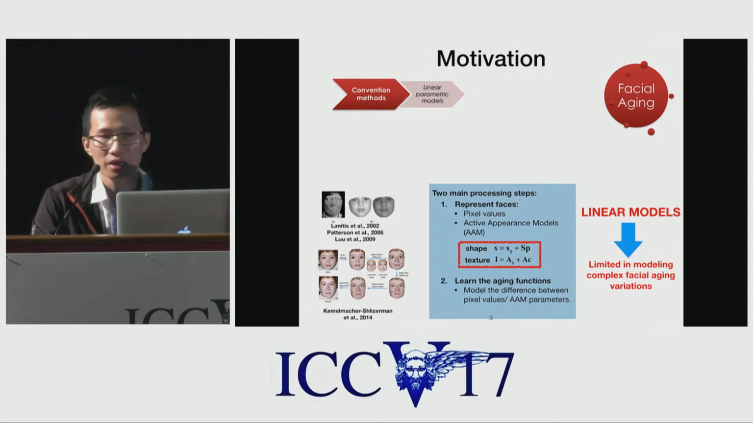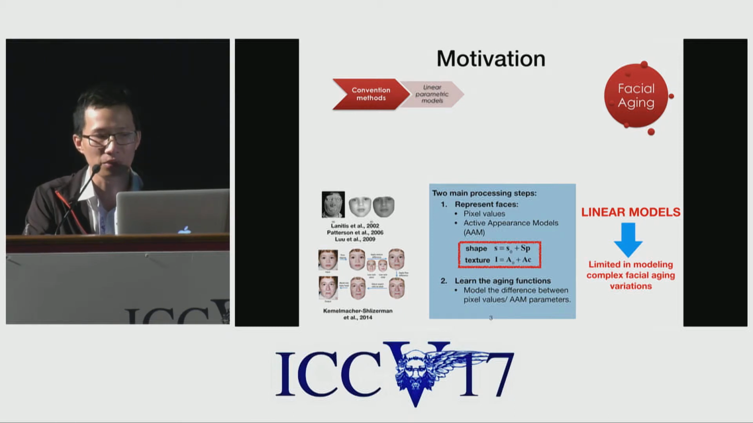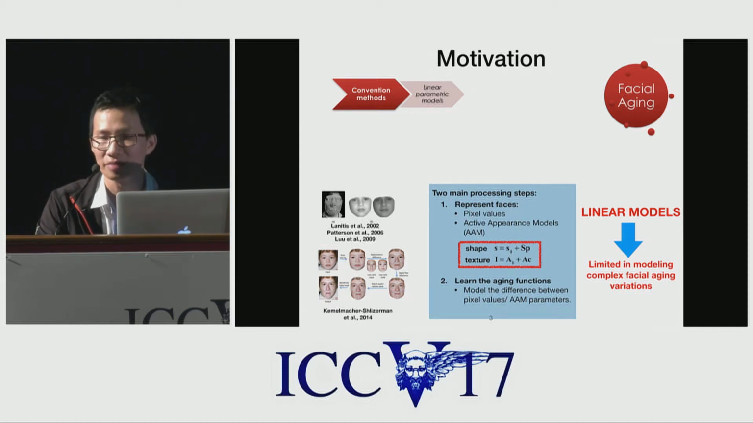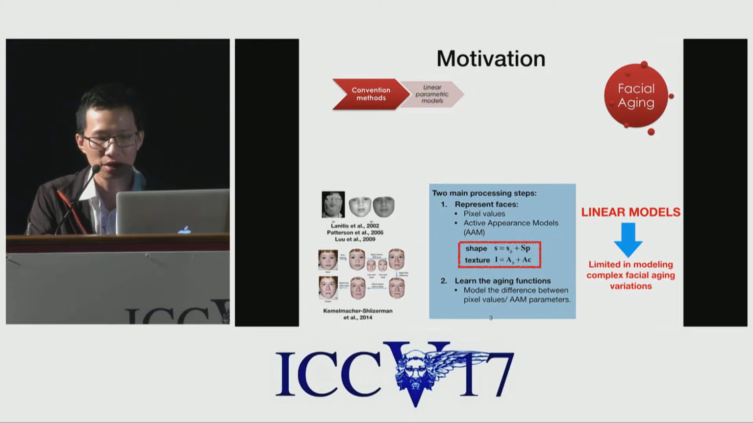Motivation of the work. One of the first families of face aging modeling approaches is called conventional methods. They use a linear parametric model to model the face. Particularly, active appearance models is one of the first and most common methods used. In these methods, the shape and the texture are modeled using principal component analysis. However, because of the limitation of the linear model, they cannot model the very complicated facial aging variations.